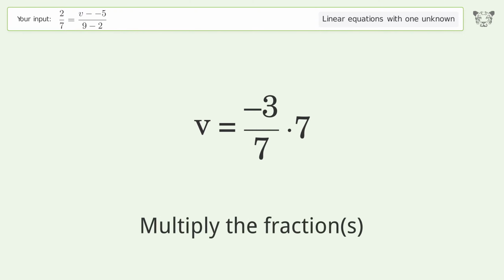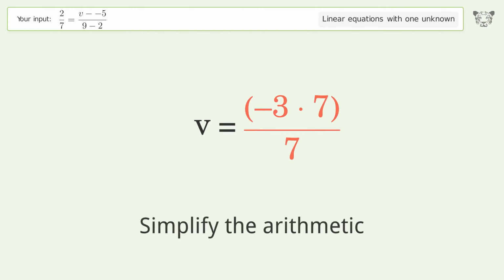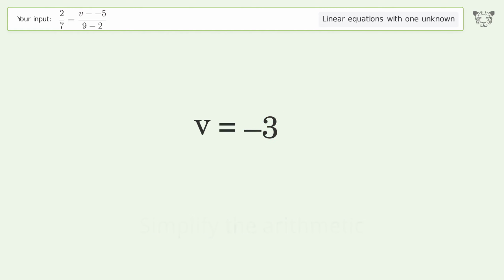Multiply the fractions. Simplify the arithmetic. And so the final result is v equals -3.